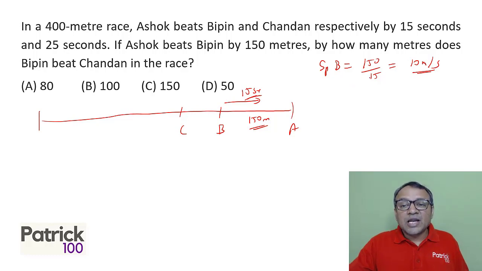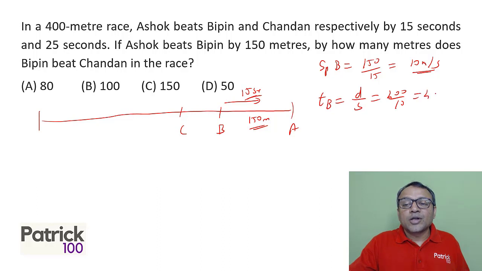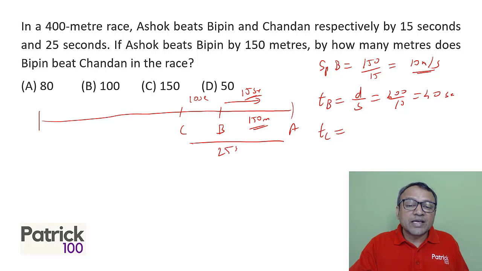So the speed of B is 10 meters per second. The total time taken to cover 400 meters: time taken by B is distance upon speed, which is 400 upon 10, 40. So B takes 40 seconds. Which also means that C will take 10 seconds more, because between C and A the difference is 25 seconds, and between B and A it is 15 seconds. So the time taken by C is 40 plus 10, 50 seconds.